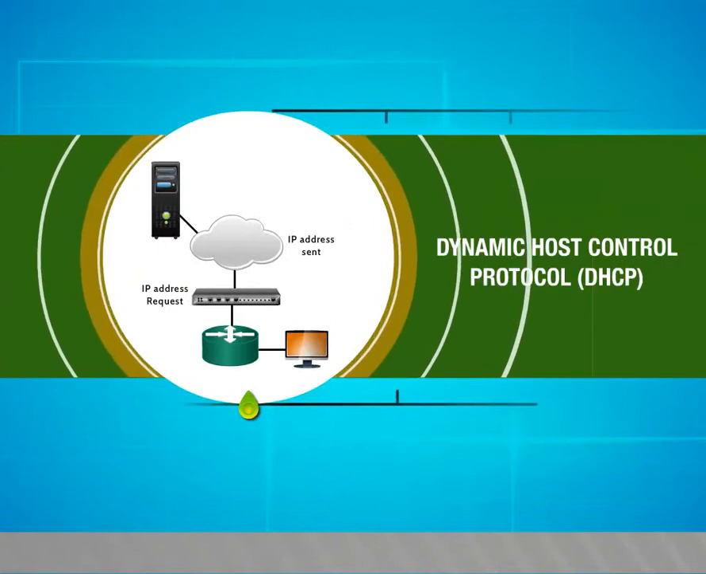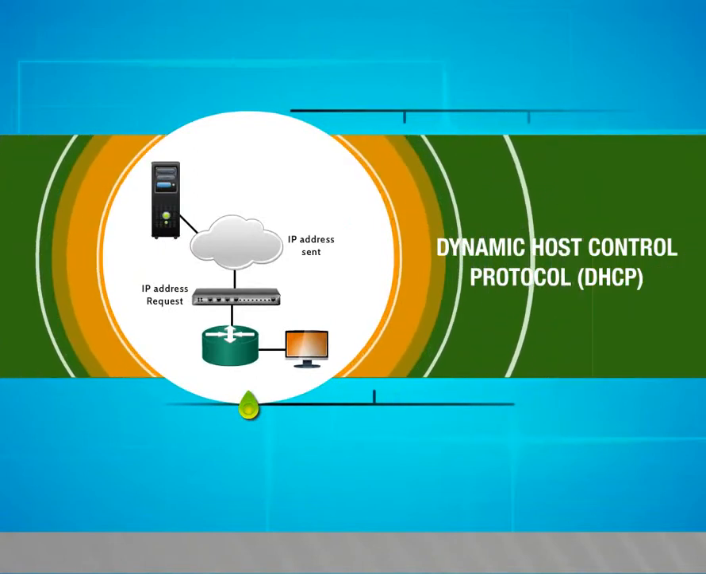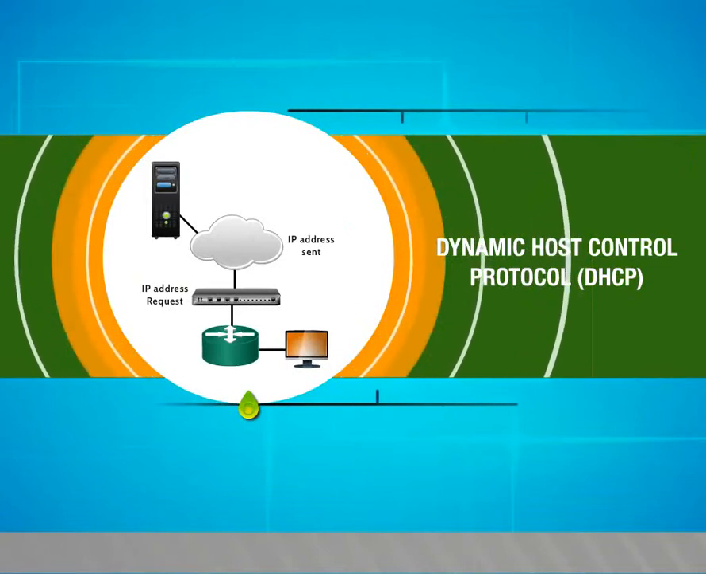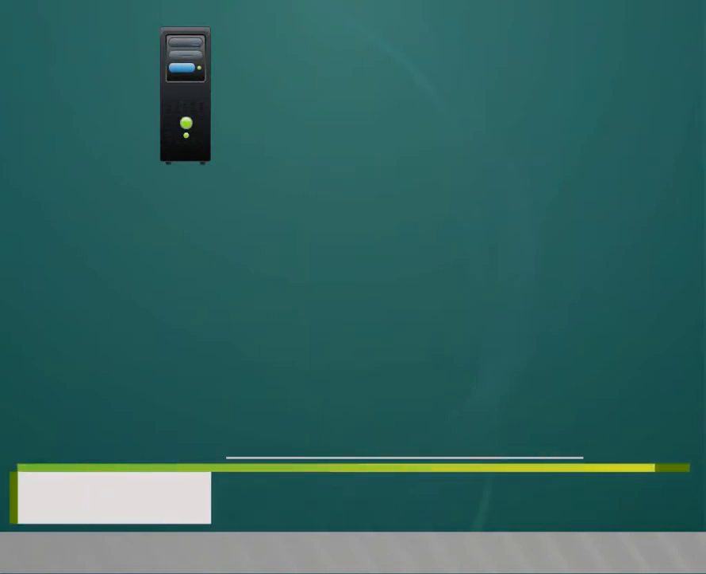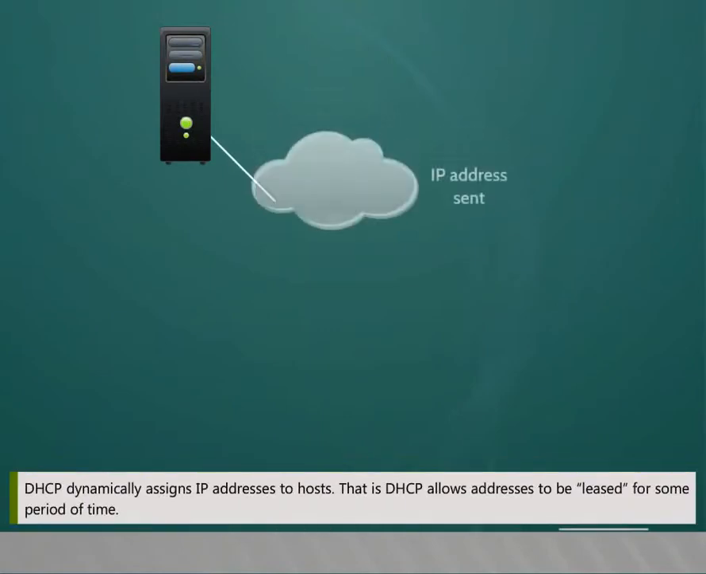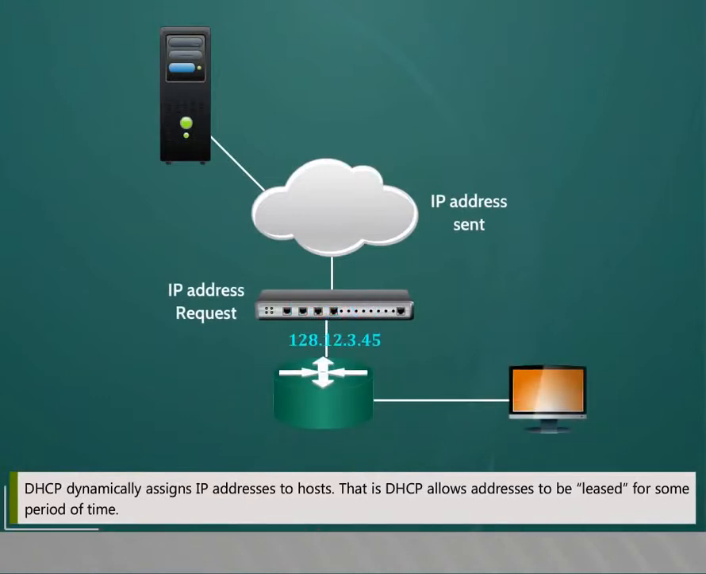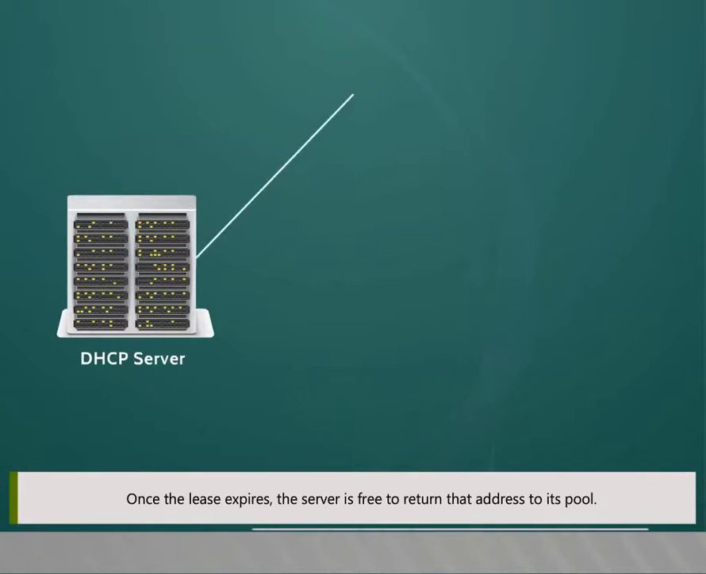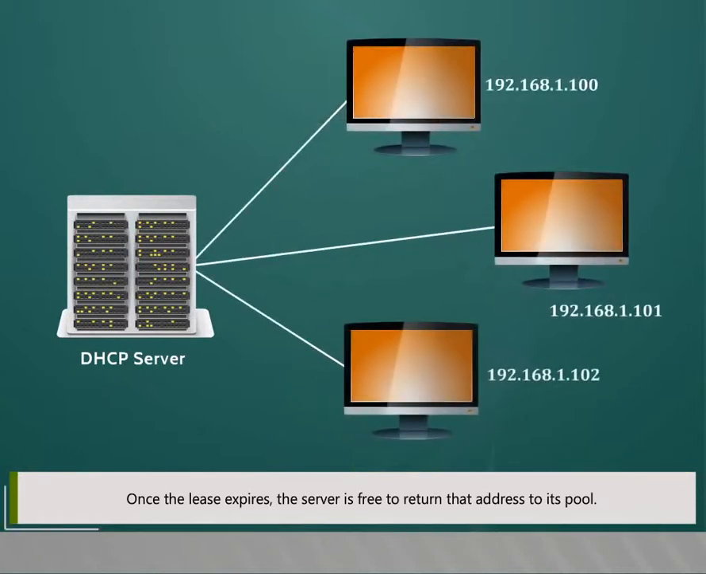Dynamic Host Configuration Protocol, that is DHCP. In this video, we are going to see about Dynamic Host Configuration Protocol, that is DHCP. DHCP dynamically assigns IP addresses to hosts. That is, DHCP allows addresses to be leased for some period of time. Once the lease expires, the server is free to return that address to its pool.